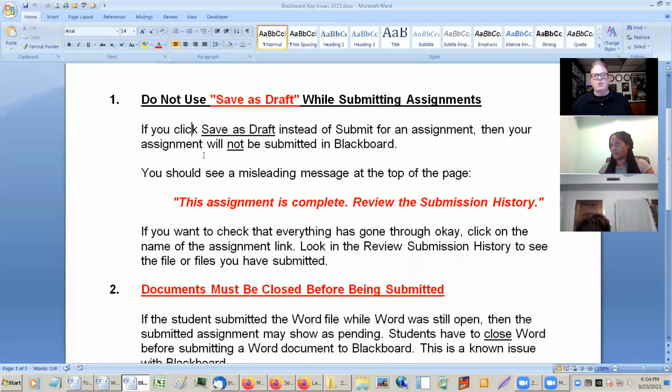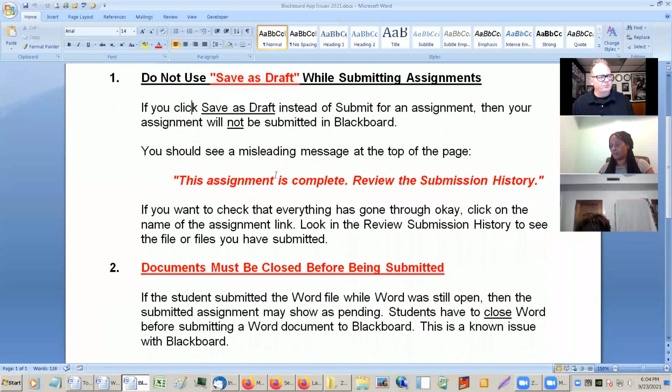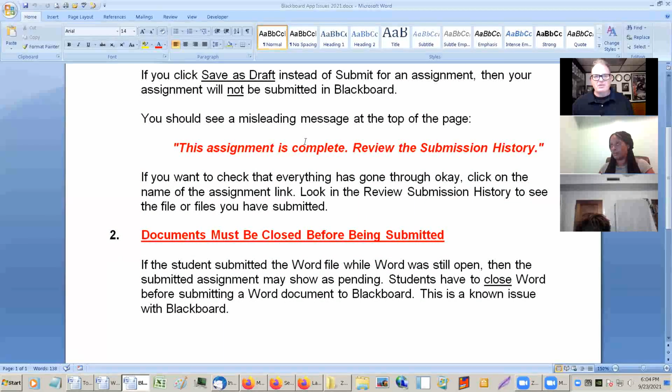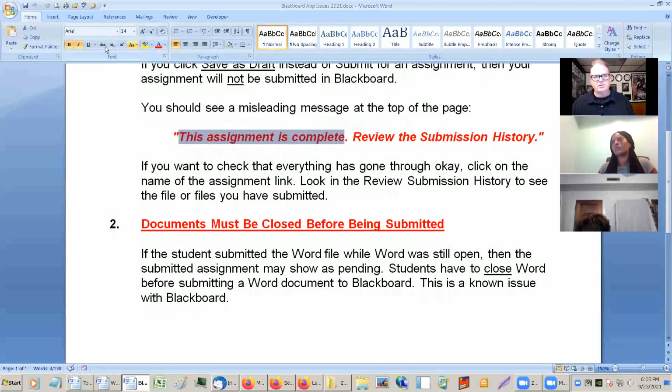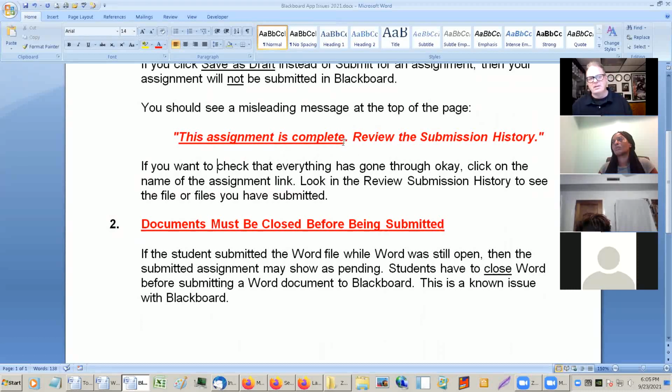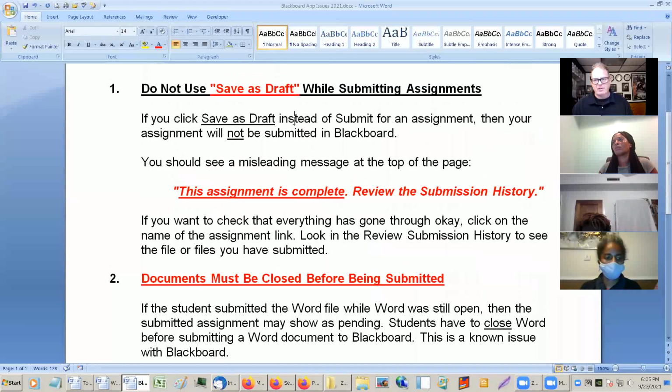Now, here's the weird thing, and this is where I think it gets very confusing. When you save as a draft, it'll show you this message. This assignment is complete. Review the submission history. While the assignment might be complete, in other words, you have a file for it, it's not submitted. A better way of putting this up would be assignment is complete, assignment has not been submitted yet. That would be a better way of doing it. But so you look at this and you go, well, it's submitted, and when actually it isn't. And so this is the save as draft one.